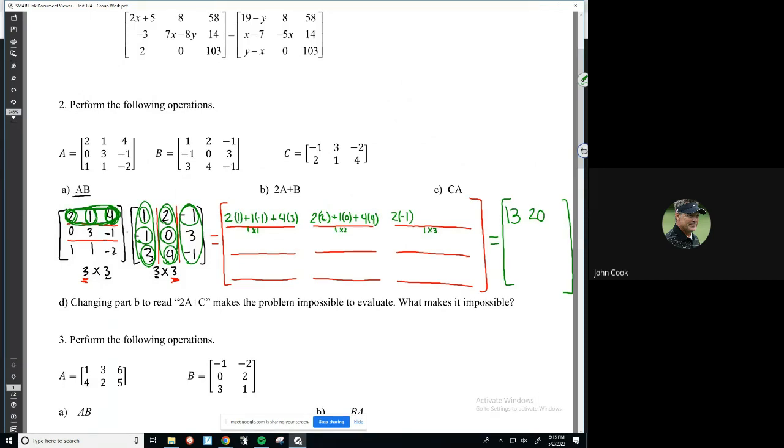And then I do 1 times 3. So 1 times 3. And then I do 4 times -1. So 4 times -1. And then I multiply them together and then add. So that'd be -2 plus 3 and then -4. So that's going to be a -6 plus 3. So that'd be -3 for this number over here.